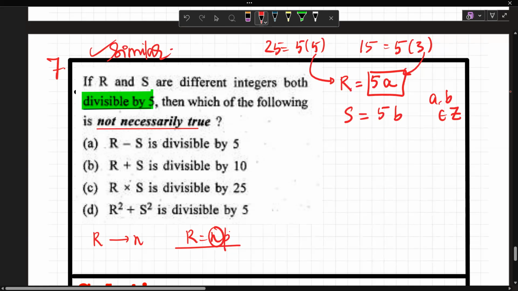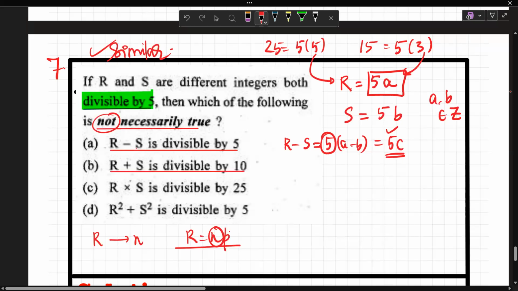Let us check one by one. R minus S is divisible by 5. Now, let us do R minus S. R minus S is 5 times A minus B. Obviously, since 5 is a factor, can I write it as 5C, where C is A minus B? Now, this is divisible by 5 also, because I have represented it in terms of 5 into something. So, this is correct. The question is which is not necessarily true.